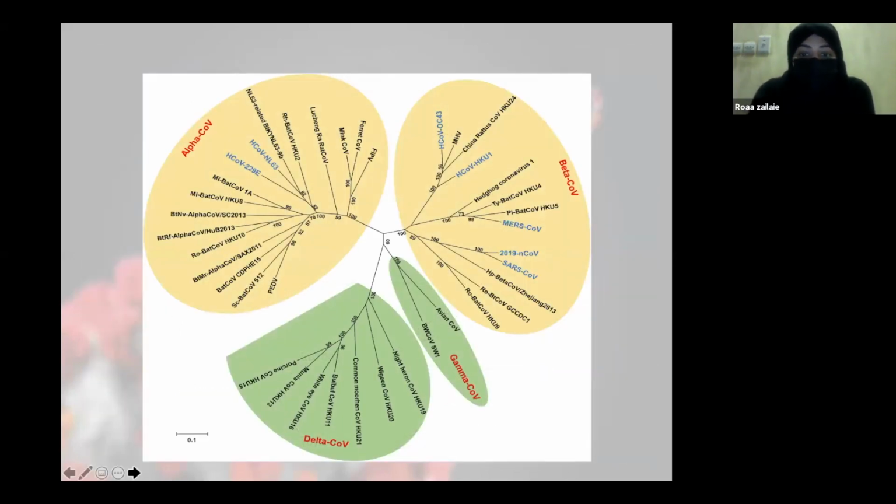Again, they are divided into alpha, beta, gamma, and delta. And only 7 strains, shown in blue, can cause disease: 2 in alpha, which cause the common cold, and the beta, the more severe form.